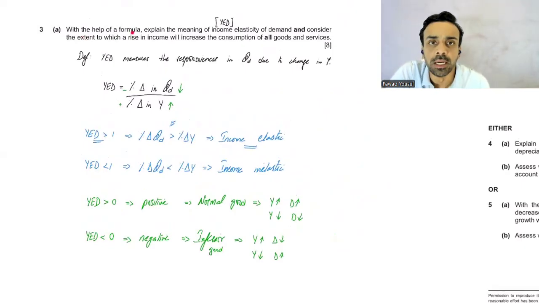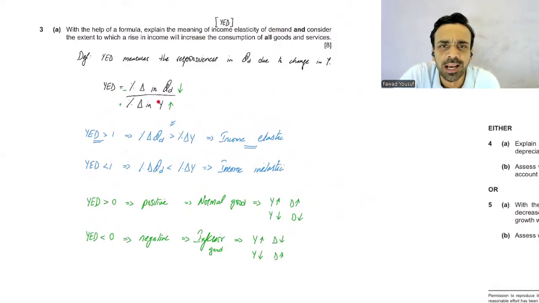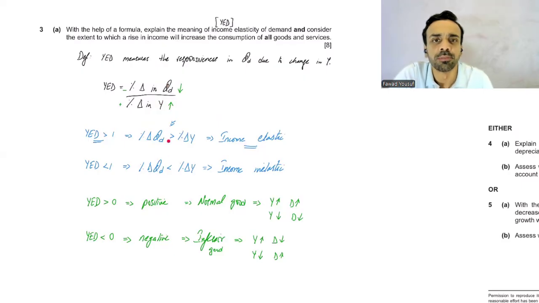With the help of the formula, have I done the formula? Yes, I have. Explain the meaning of income elasticity of demand. Have I used the formula to explain it? I think I have. In a way, I have defined it. I have used the formula to explain the meaning of elasticity. And I've also suggested what elastic means and inelastic means. Now that I'm reading it, I don't see much relevance of the elastic inelastic discussion, but you never know.